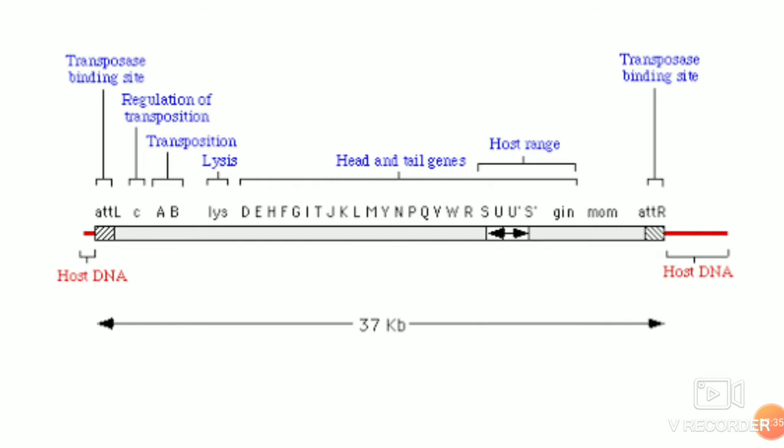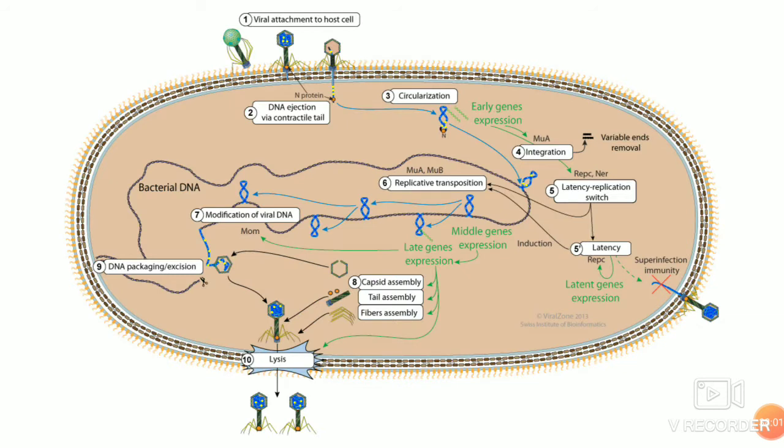Transposition requires the two ends, that is the Mu at L and at R. These regions are also called Mu L and Mu R. Now coming to the infection of Mu, the other genes which are in between are structural genes, that is coding for the head and tail region, and others specific for the host range.